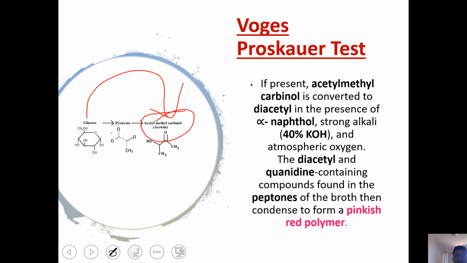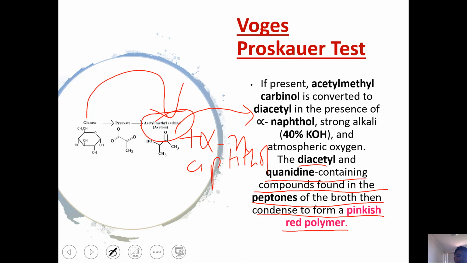So if there is the conversion from the glucose to the acetyl methyl carbinol, then in the presence of the alpha naphthol, what happens is that this acetyl will be converted into the diacetyl. So what happens is that if there is the acetyl methyl carbinol and if you put the alpha naphthol, it will be converted into the red coloration. So that is the basis of the Voges-Proskauer test.